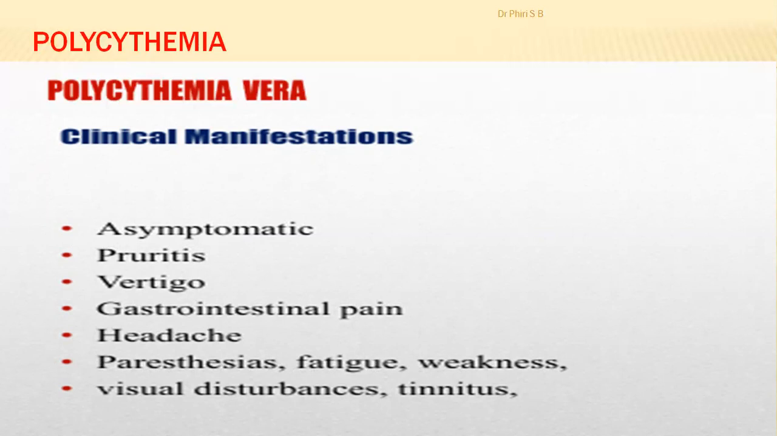Then you have gastrointestinal pain, headaches, paresthesia, fatigue, weakness. Paresthesia is like you feel like somebody's pricking you with needles and pins. That sensation of needles and pins is called paresthesia. Then there's visual disturbance, tinnitus. Tinnitus is the sensation whereby you feel like something is ringing, but there is no actual sound. There is no stimulus for noise, but you are getting some noise because of polycythemia.